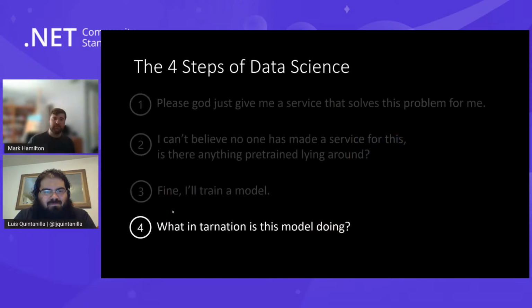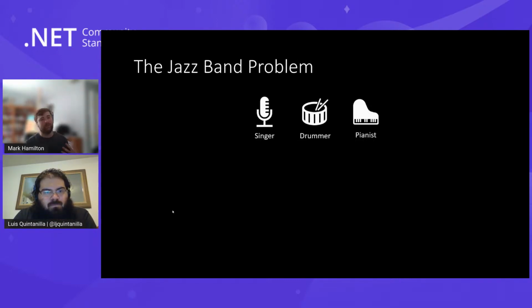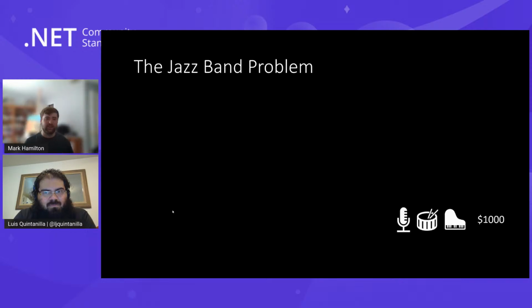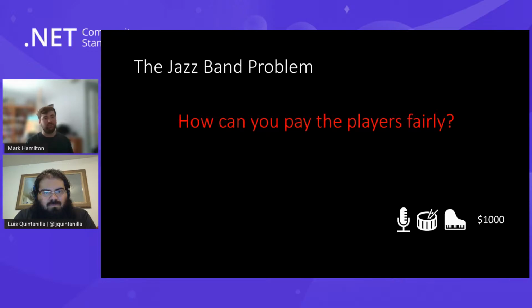Sweet. So now we're up to the final section of the talk, and hopefully we're still within time. And this section is kind of what in tarnation is the model doing? And to explain this part of the talk, I often like to start with a simpler problem than model explanation, which is called the jazz band problem. So say a singer, a drummer, and a pianist get together and play a jazz show at a club, and together they make $1,000. So the natural question is, how should we pay these musicians fairly for their contributions?